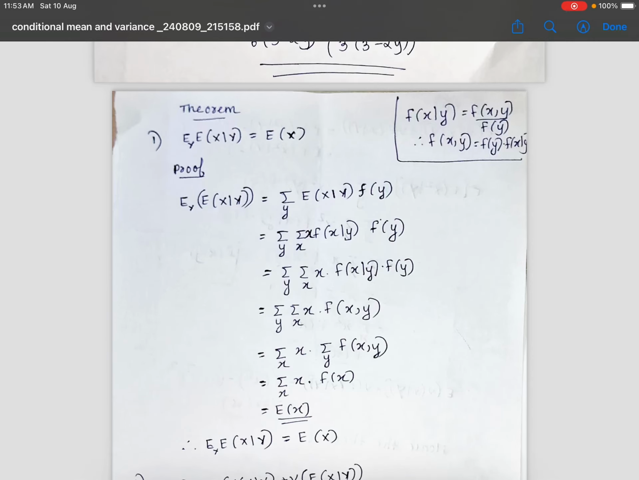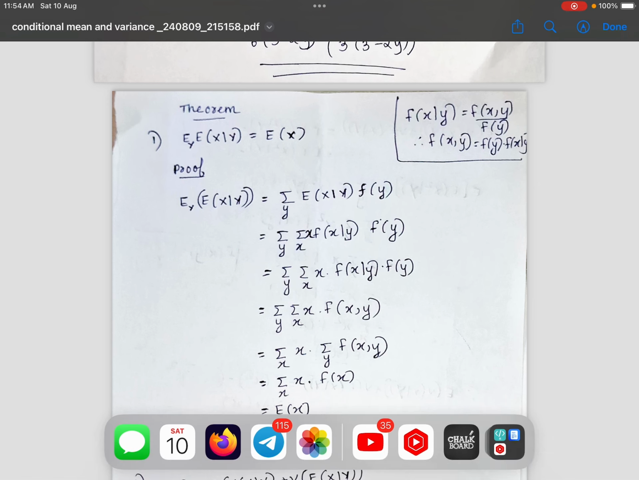Good day all. Today we are going to discuss some theorems based on conditional mean and conditional variance. Let's start. The first theorem is: expectation of x given y is equal to expectation of x.